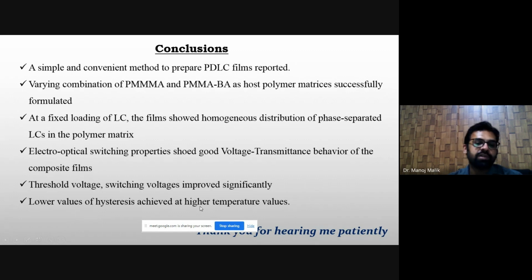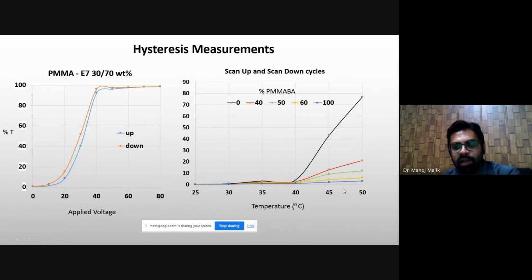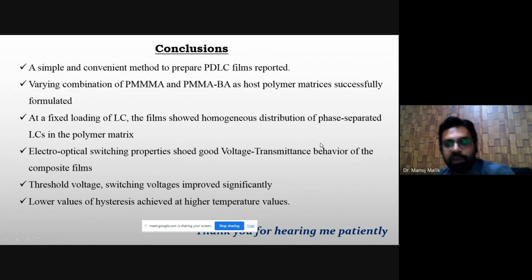A lower value of hysteresis is achieved at higher temperature, because in the bottom graph the x-axis is the temperature. Even at high temperature, the film is performing satisfactorily. So these were the conclusions. Thank you for hearing me patiently.